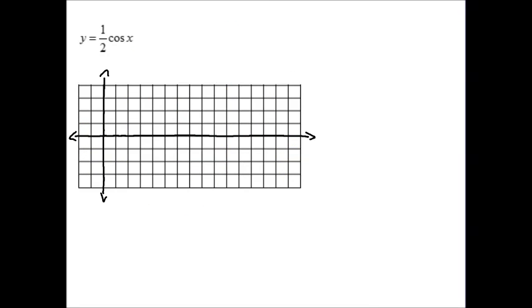Y is equal to 1/2 cosine of x. First we're going to find our amplitude and our period. The absolute value of the amplitude is 1/2, and the period is 2 pi over b, which is again 1, so the period remains 2 pi, and that makes the quarter period again pi over 2, and this is what we need to know at which intervals to place our 5 points.